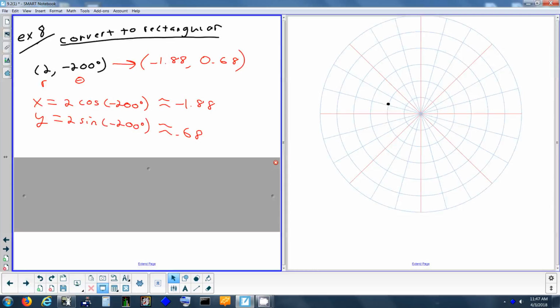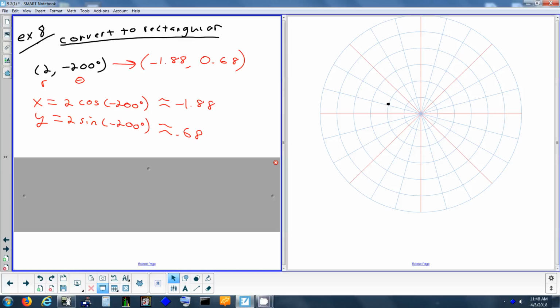So what I've done is I graphed the point 2 comma negative 200. That's 2 units to the right, negative 200 units clockwise. Halfway would be 180. The first mark would be 15 more, that's 195. So I went a little past it. Now, if I graph that accurately, I can take an XY coordinate plane and drop it right on top of that one.